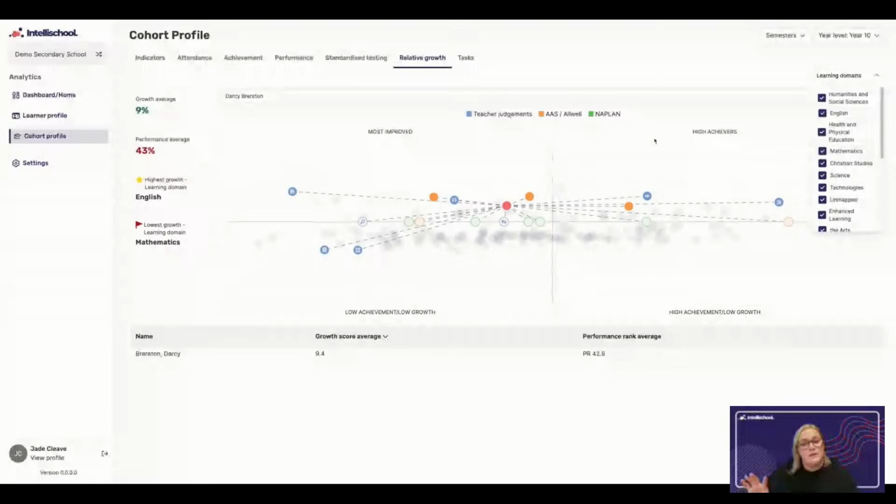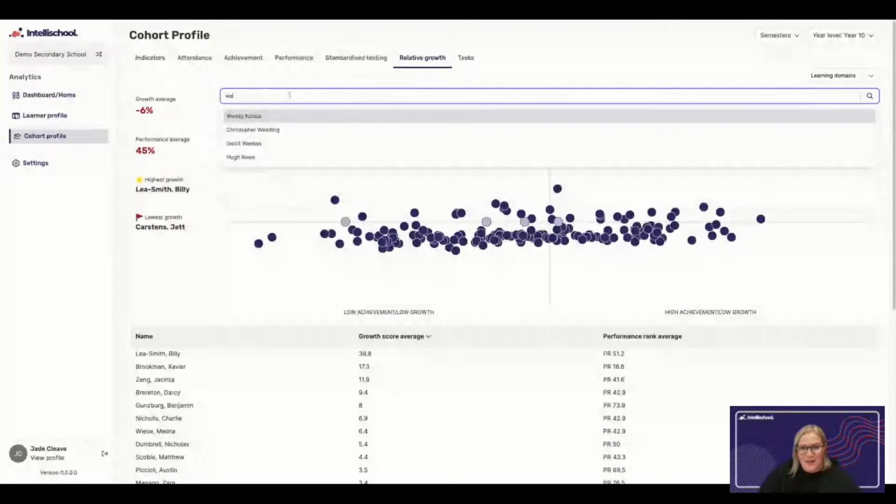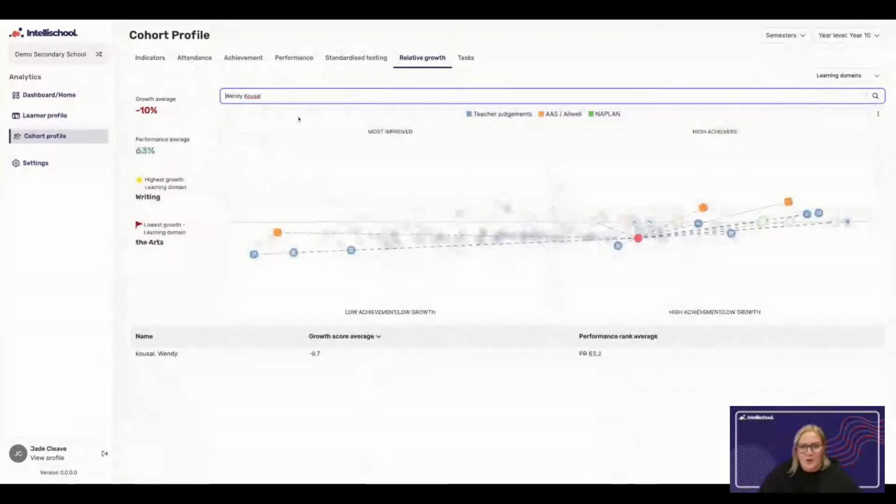I will note too, because there's quite a few dots here, and again, if we're looking at a large cohort, you might have a particular student in mind that you want to see. You can search for them, thankfully. So you can click in the bar up the top here, and you can either scroll, or I could type in a name, and then that will show me that student straight away.